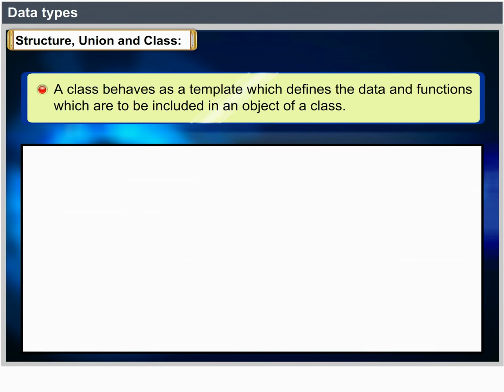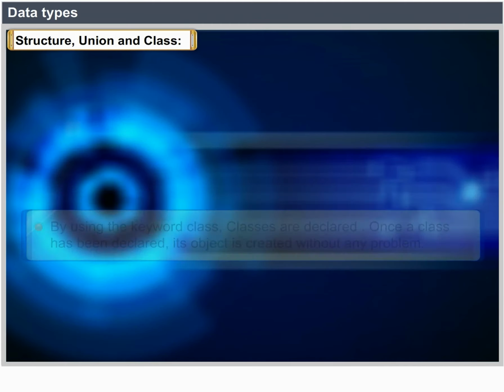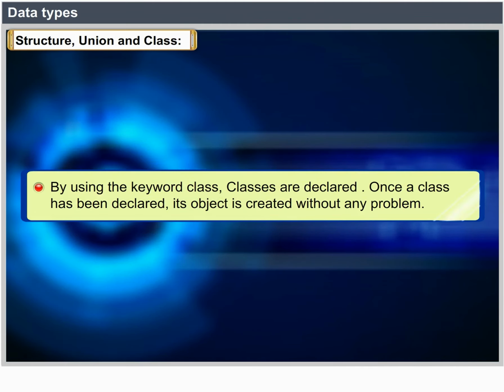A class acts as a template which defines the data and functions that are included in an object of a class. Classes are declared using the keyword class. Once a class has been declared, its object can be easily created.